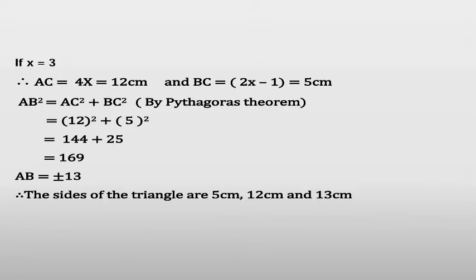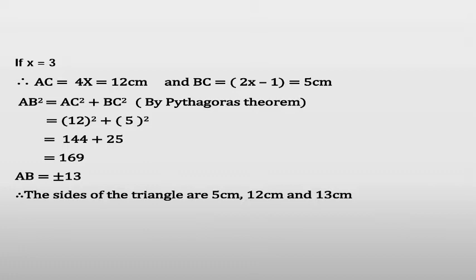Now in a triangle there are three sides. We have calculated the measure of two sides, AC and BC. Now what is remaining? The measure of the side AB, which is nothing but the hypotenuse of the triangle ABC. By using Pythagoras theorem, AB square is equal to AC square plus BC square. Find out the value of AB, that is equal to plus or minus 13.